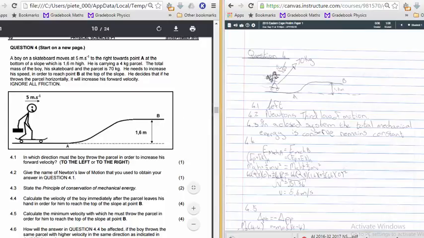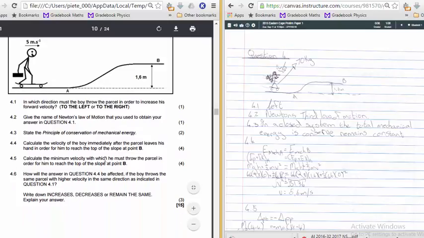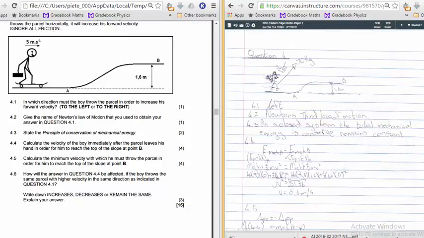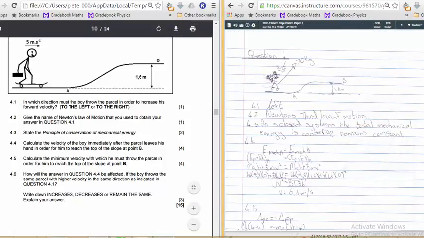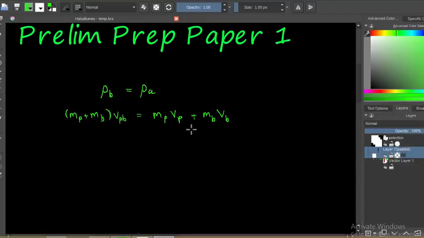And so, okay, I apologize, I didn't read the question properly. But then 4.5, calculate the minimum velocity with which he must throw the parcel in order for him to reach the top of the slope. And so this is now exactly what I was calculating here, because what I realized is I didn't have the velocity at which the parcel was thrown. But now I get it.